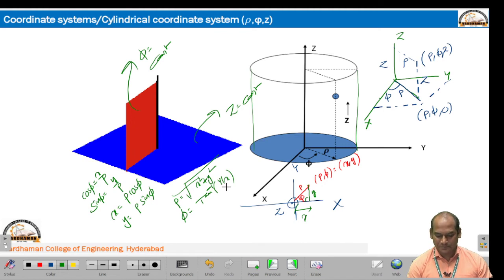z value is same. But one thing I will tell, that is converting the point from cylindrical to Cartesian and vice versa is different from converting the vector from Cartesian to cylindrical or cylindrical to Cartesian. Do not think that both are same. Here I am not discussing converting the vector which was given in Cartesian into cylindrical and vice versa. Okay.